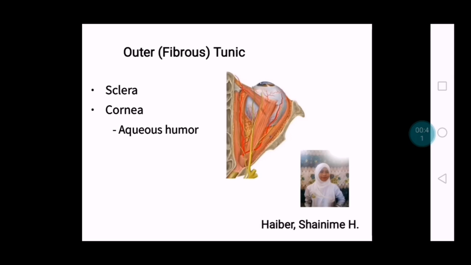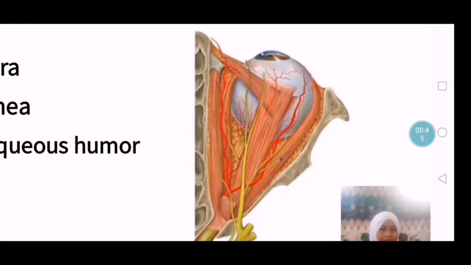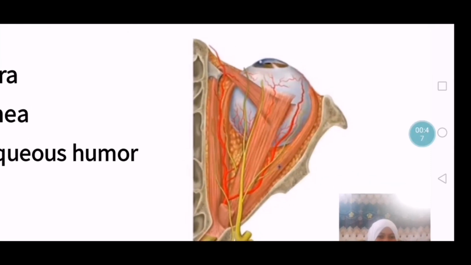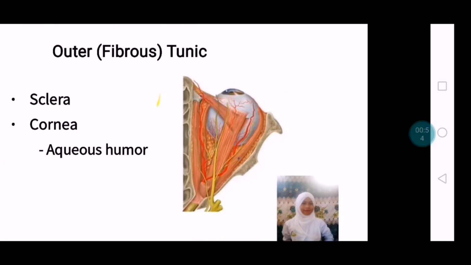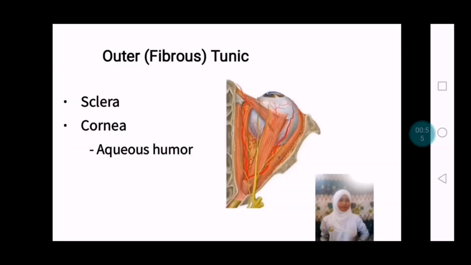Usually, a small portion of this sclera can be seen as the white of the eye when the eye and its surrounding structures are intact. And also, the bulbar conjunctiva is closely attached to the sclera. The sclera is continuous anteriorly with the cornea.